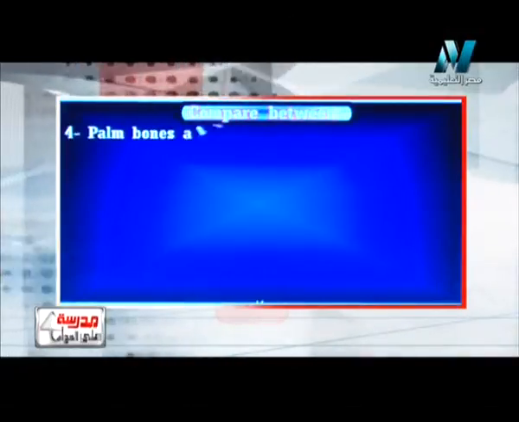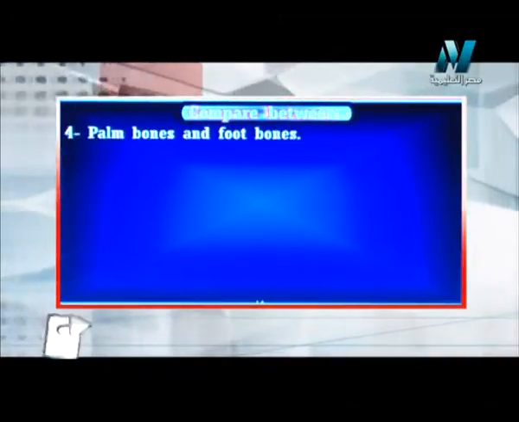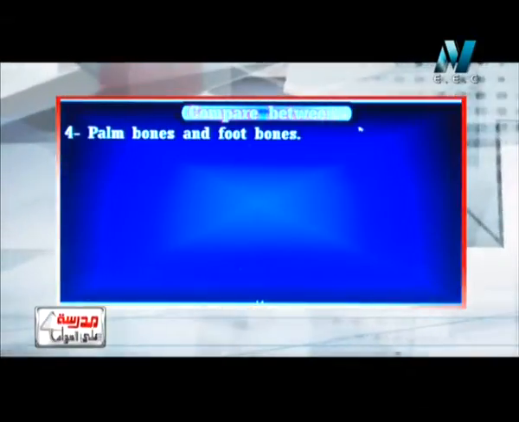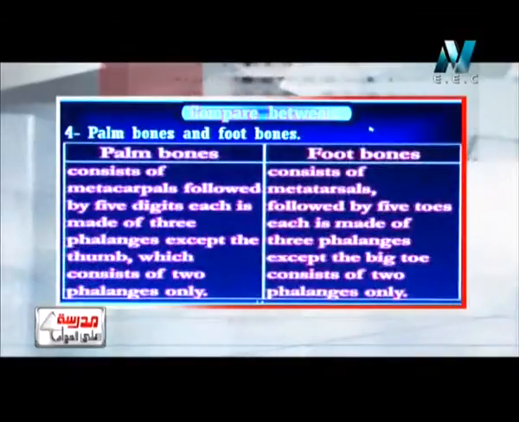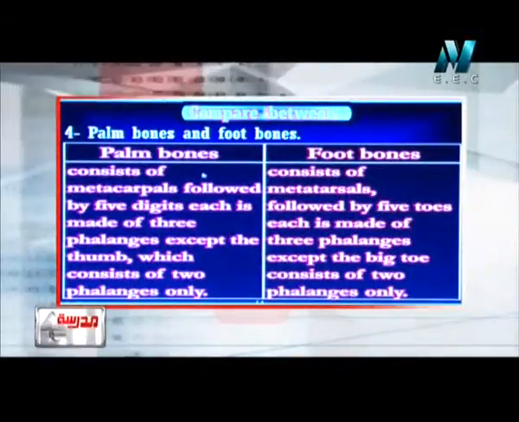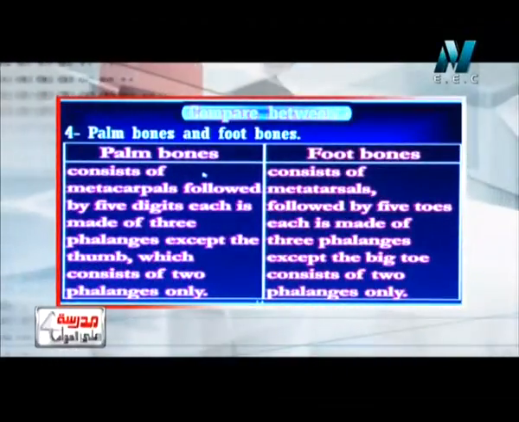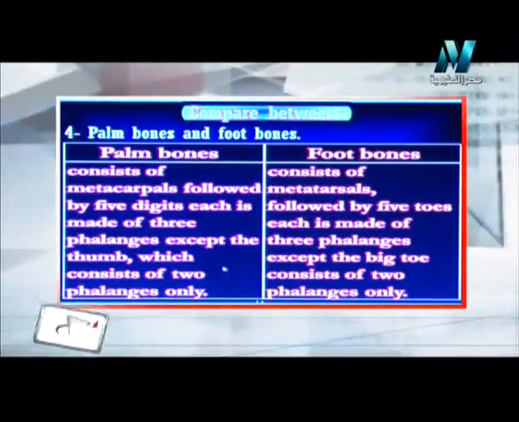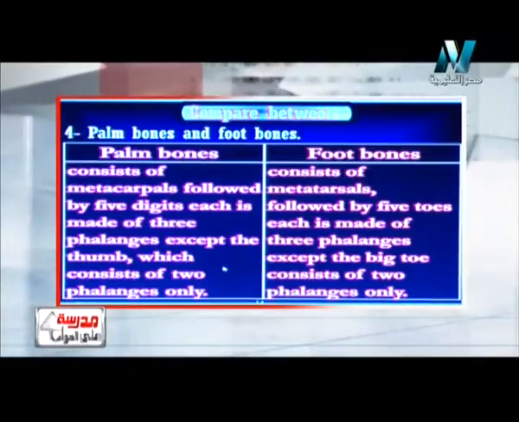The next, compare between palm bones and foot bones: the palm, in the hand, and the foot, in the leg. The palm consists of metacarpals followed by 5 digits. Each is made of 3 phalanges except the thumb, which consists of 2 phalanges only.